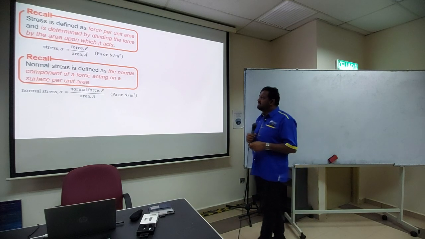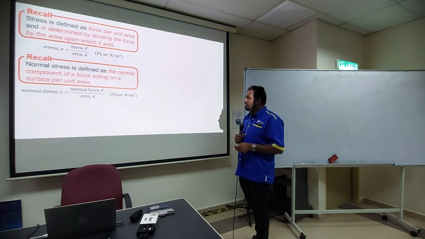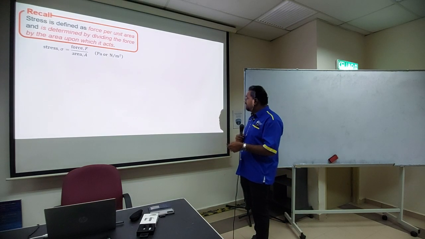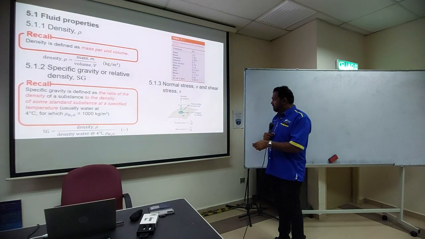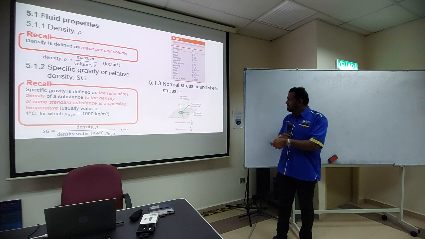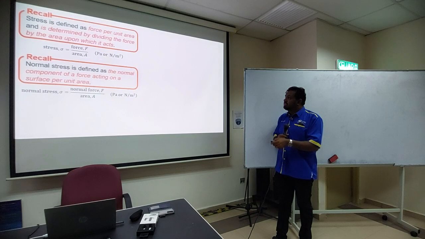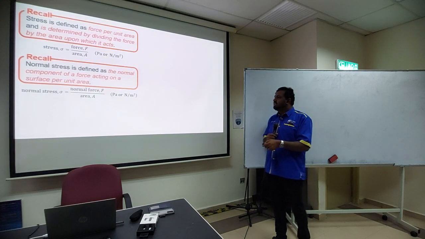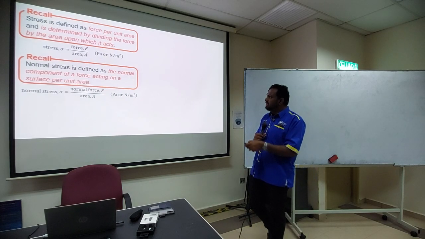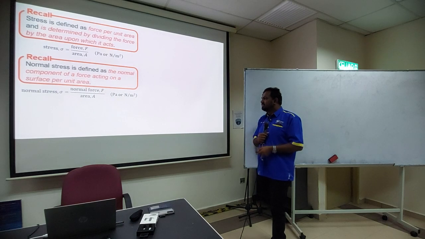Okay, normal stress is defined as the normal component of the force. Previously we have seen that, let's say this is the force acting on the area, we can divide it. I think it's basic mathematics, right? So we can have two components, one is tangential and one is normal. So for normal stress, we are considering the normal component of the force.